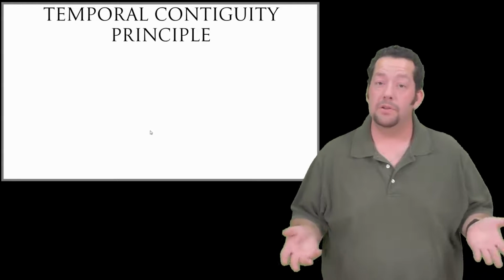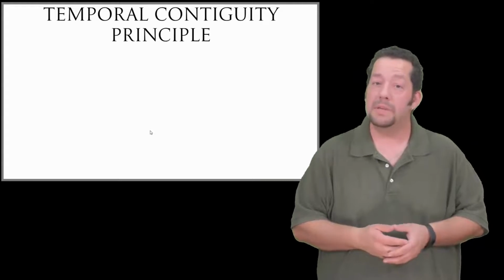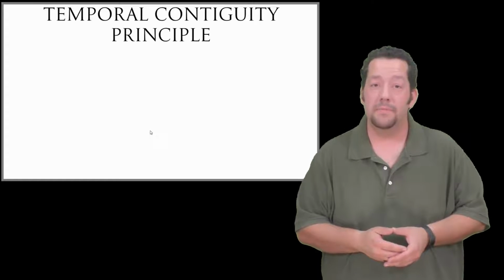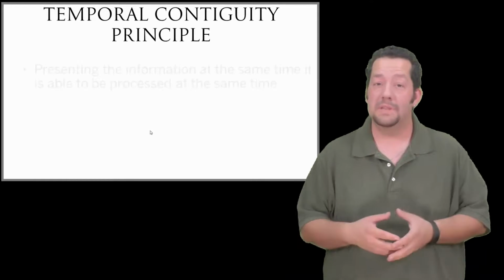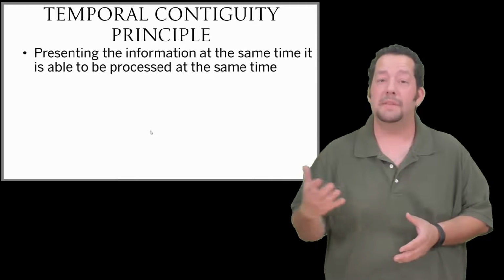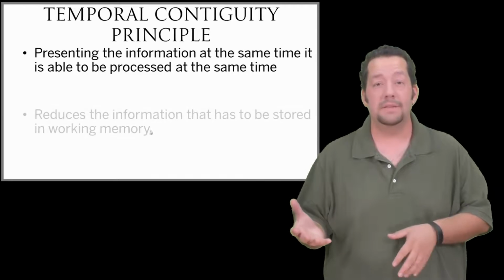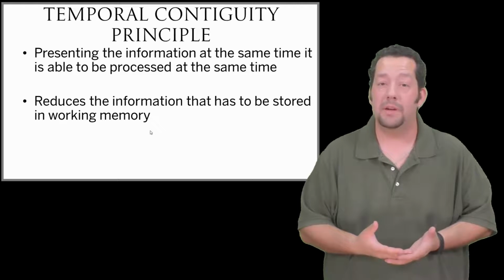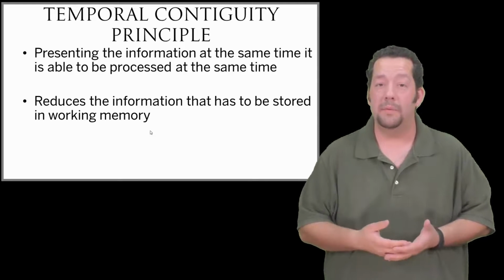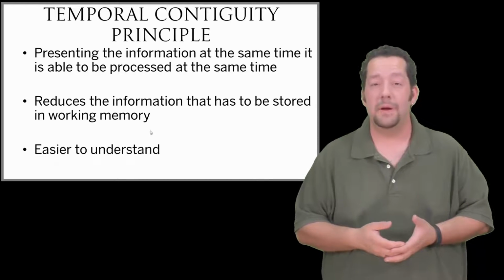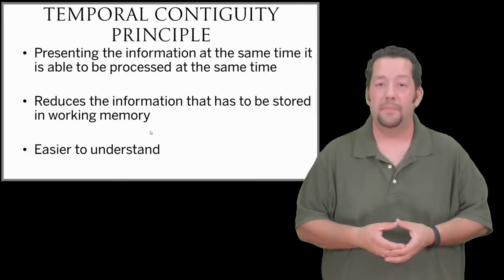To demonstrate a good use of the temporal contiguity principle, I will present the information about why this principle works. The temporal contiguity principle says that by presenting the information at the same time it is able to be processed, it is going to reduce the amount of information that has to be stored in working memory. And ultimately, this makes the information easier to understand.